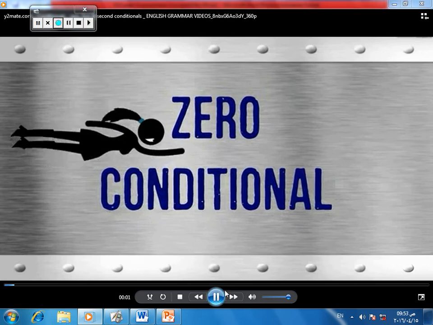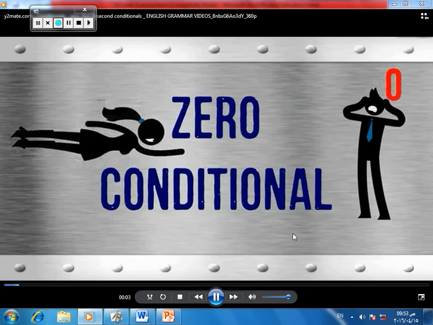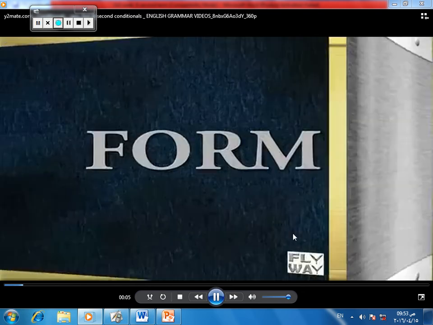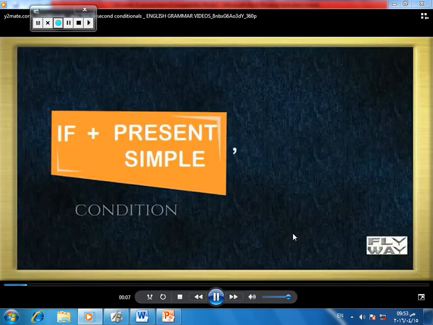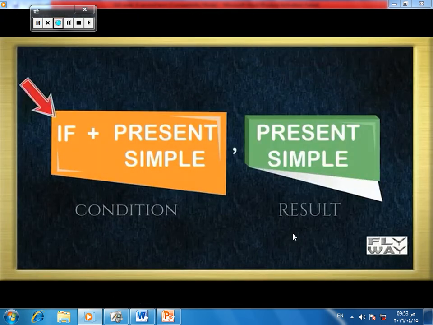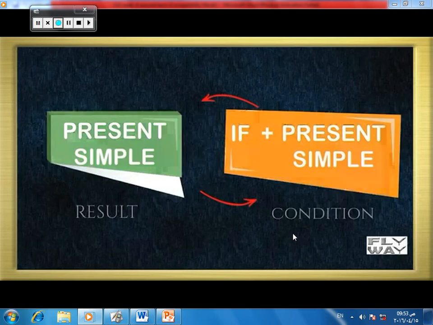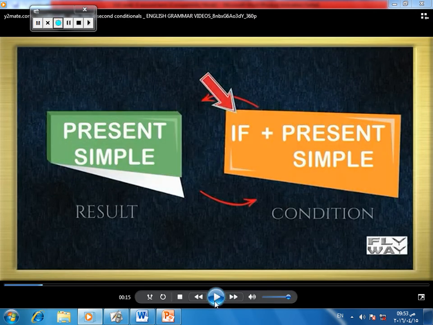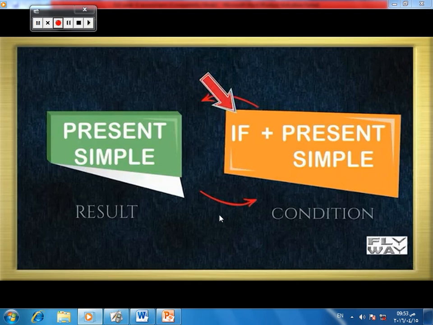Please listen. Conditional. If and the present simple in condition, present simple in the result. So here in the form for the zero conditional, of course we have taken if last year, and we know that if has two clauses. The first clause is if clause and the second clause is the result clause.